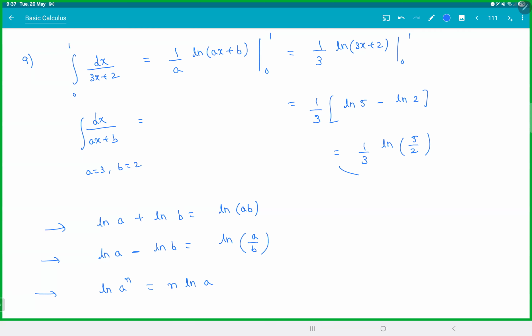Because in the exam, options will be like this only. They will simplify this ln 5 minus ln 2 to this form. You should know that much, ln A plus B and ln A minus B. And Max may have a full chapter on logarithms. They will teach you then. But for now, at least understand this much. Clear with this?